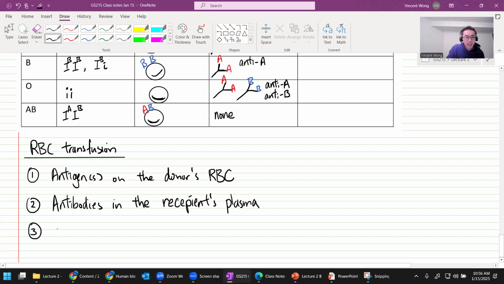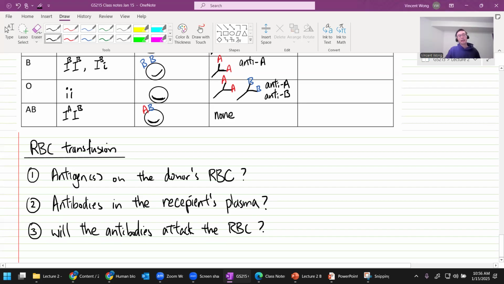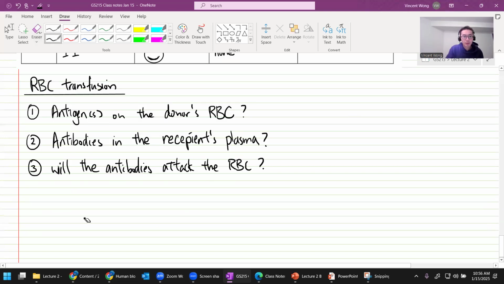And number three, will the antibodies attack the RBC? These are the three questions you have to ask yourself to determine whether the transfusion is compatible. So let's do an example.